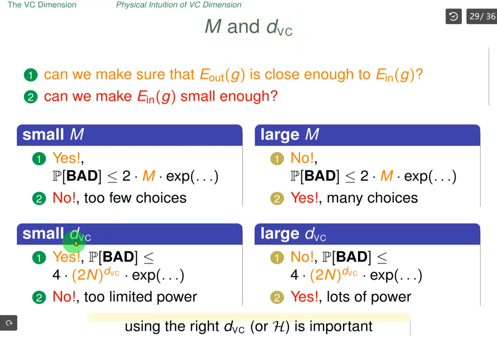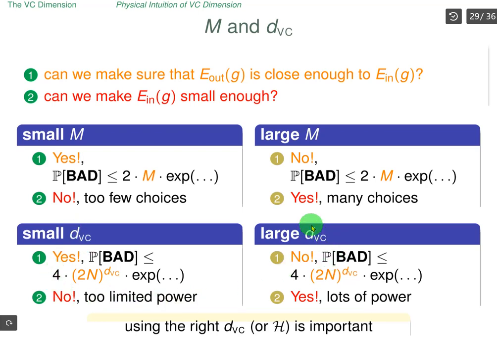So if we have a hypothesis with a small VC, we can make sure that out of sample and in sample are close. Why? Because the probability of a bad event is upper bounded by 4 times a small VC term. This quantity will be small. Okay, this is exponential. And the answer to the second question is no. We cannot make sure in sample error is small enough, because we have very limited, restricted power.